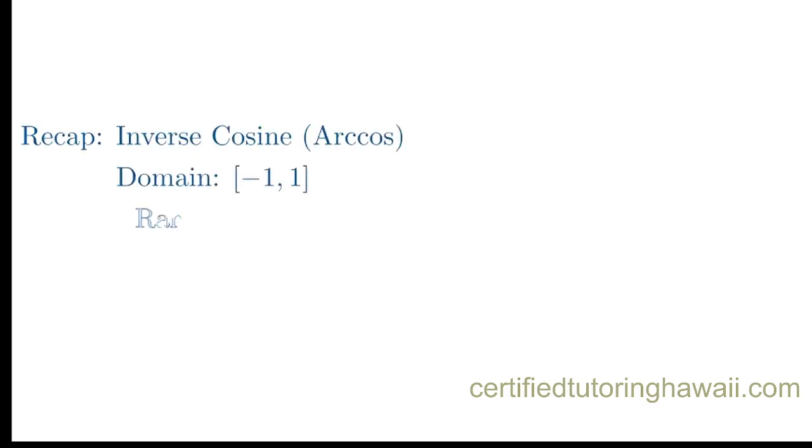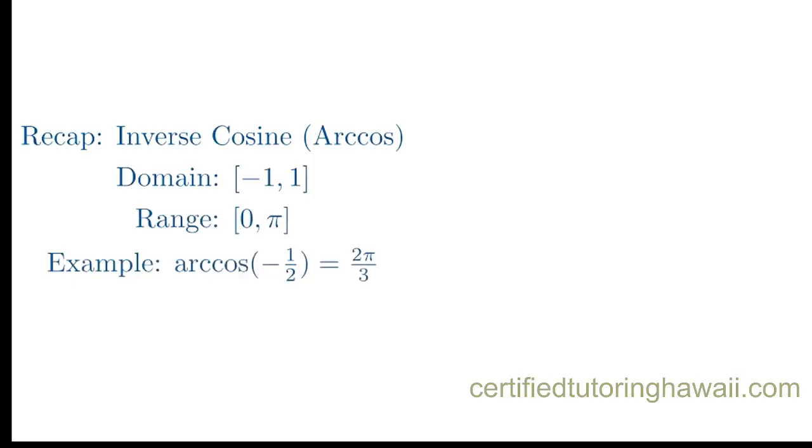To recap this scene, we defined the arccosine function by restricting cosine's domain to [0, pi], giving arccosine a domain of [-1, 1] and a range of [0, pi]. We saw how to find exact values by always considering this range.